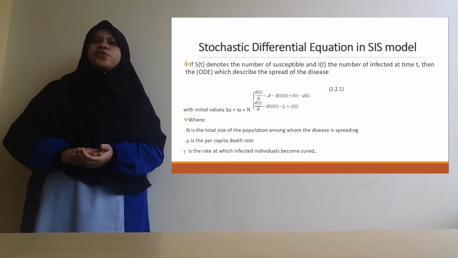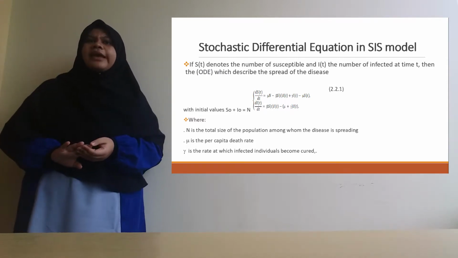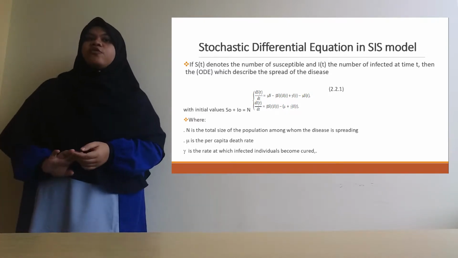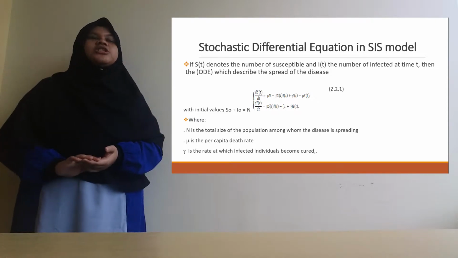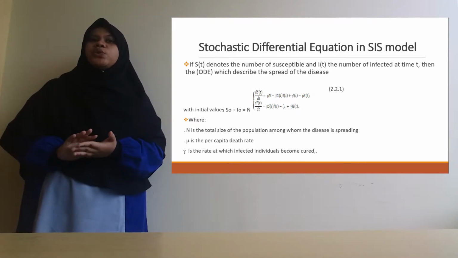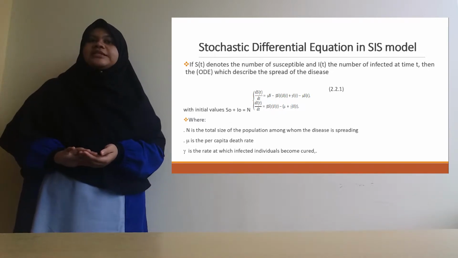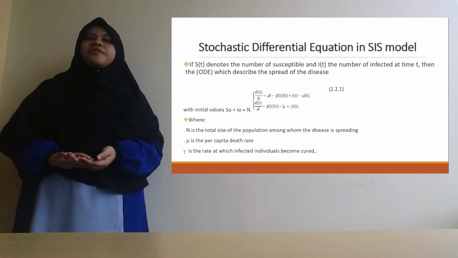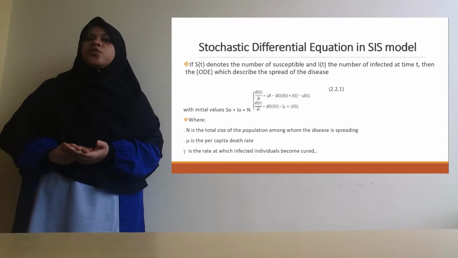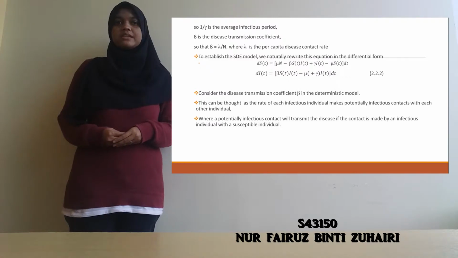For the stochastic differential equation in the SIS model, we denote S(t) as the number of susceptible and I(t) as the number of infected at time t. Then the ODE, which describes the spread of the disease, is as shown in the equation in the slide, with the initial value S0 plus I0 equal to N, where N is the total size of the population among whom the disease is spreading. Mu is the per capita death rate, and gamma is the rate at which the infected individuals are cured. So 1 over gamma is the average infection period.